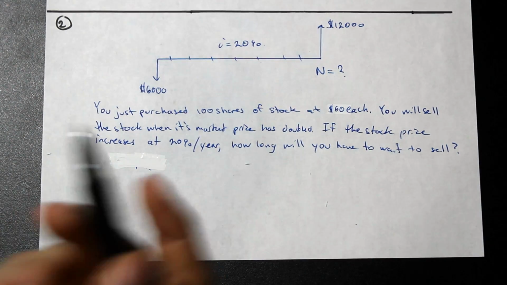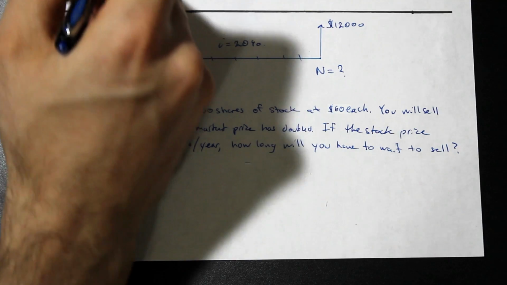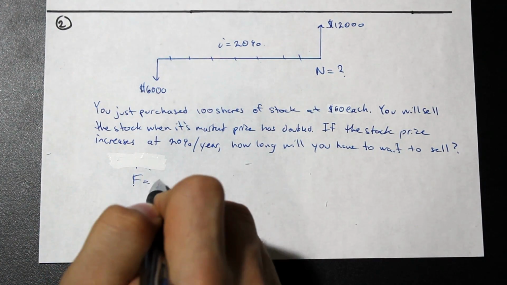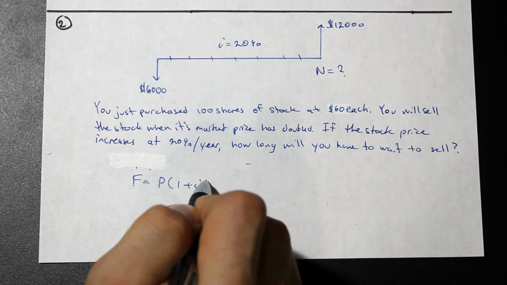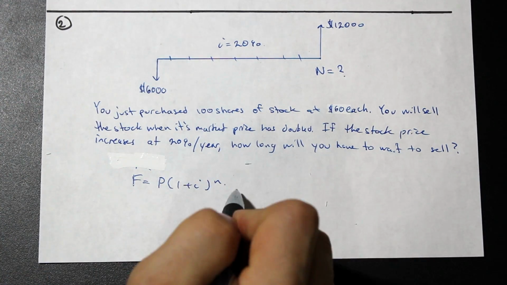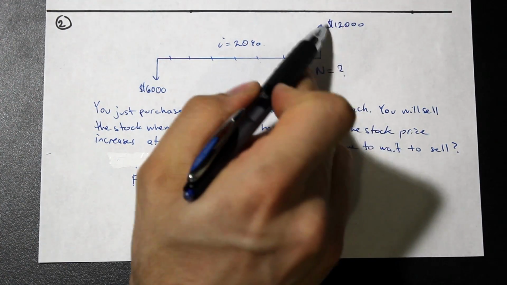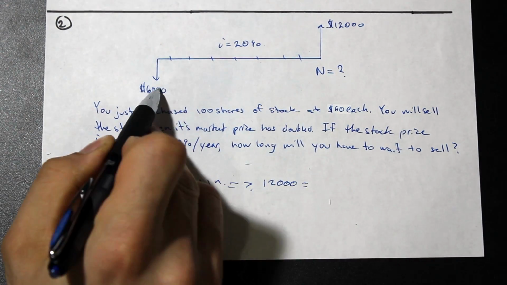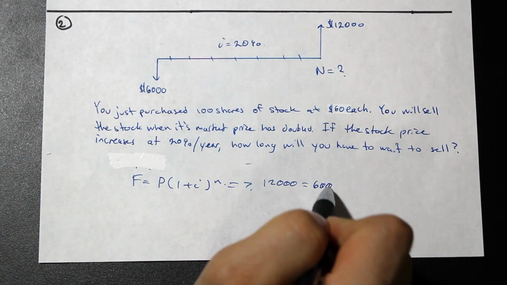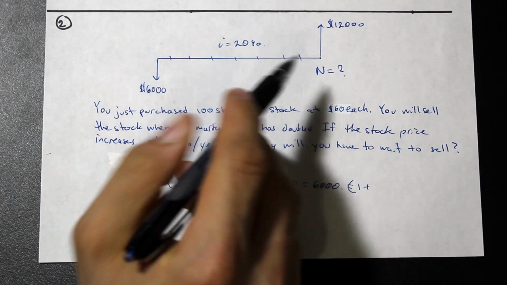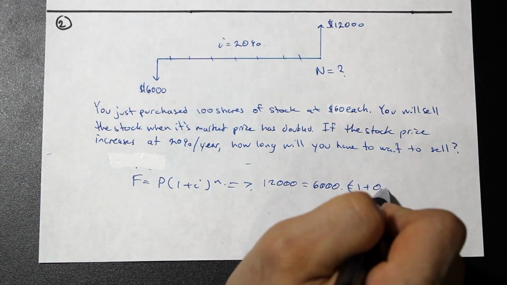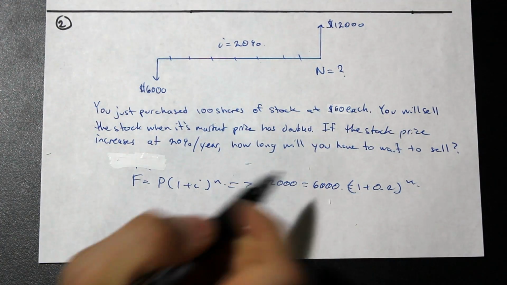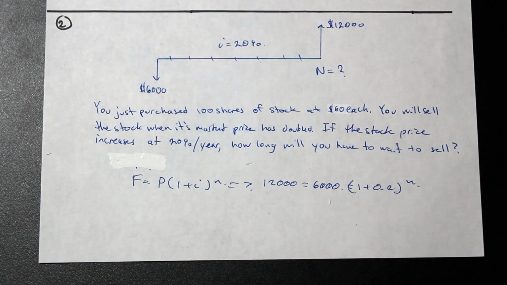And how do we solve this? Pretty simple. We're going to use the same formula that we used in the first one. F equals P times (1 plus i) to the n. Let's fill this formula in. We're given our future value, that's 12,000. We're given our present value, that's 6,000. And we have 1 plus i, where i is 0.2, to the n. So we need to solve for n here. n is the number of years that we need.